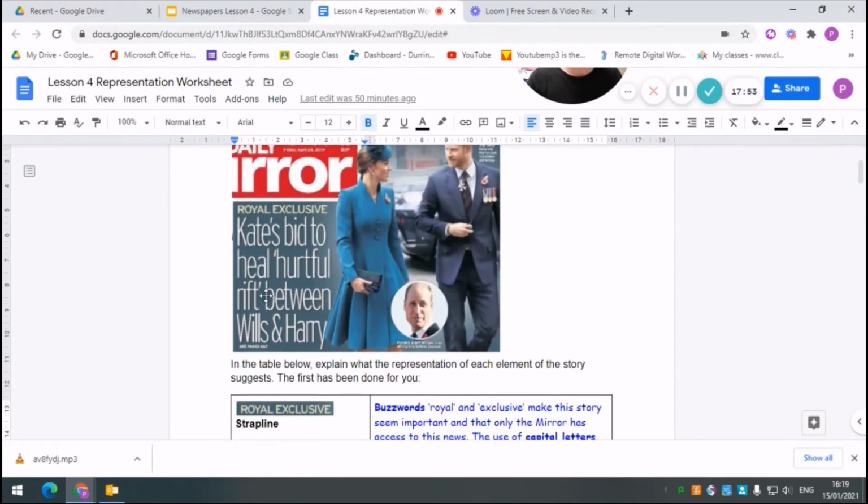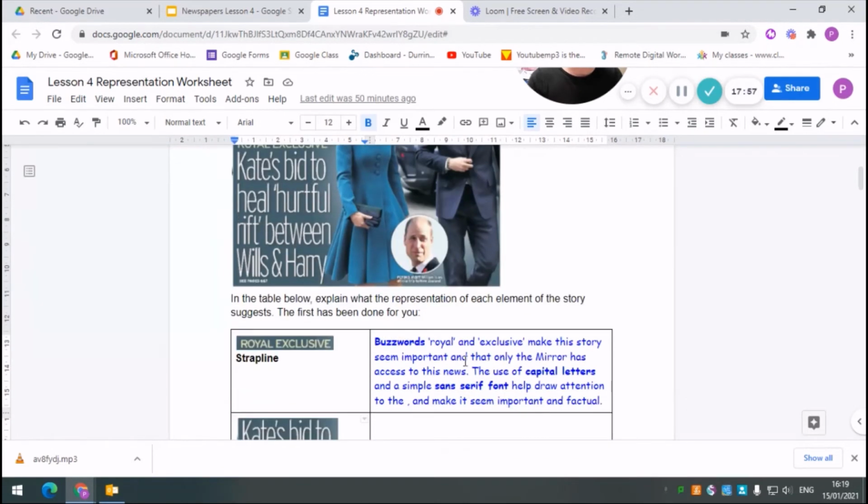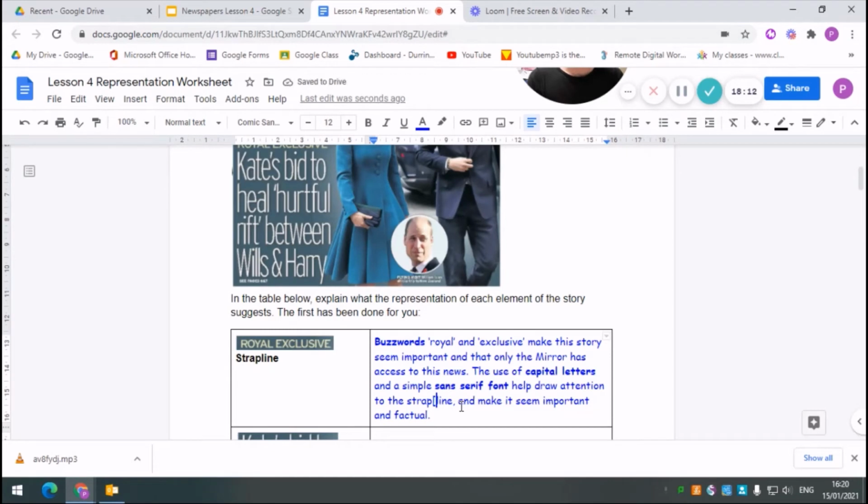So Royal Exclusive, the strapline here just above the headline. So we've got buzzwords, royal, exclusive, that make this story seem important, and suggest that only the Mirror has access to this news. The use of capital letters in a simple sans serif font helps draw attention to the strapline and makes it seem important and factual.